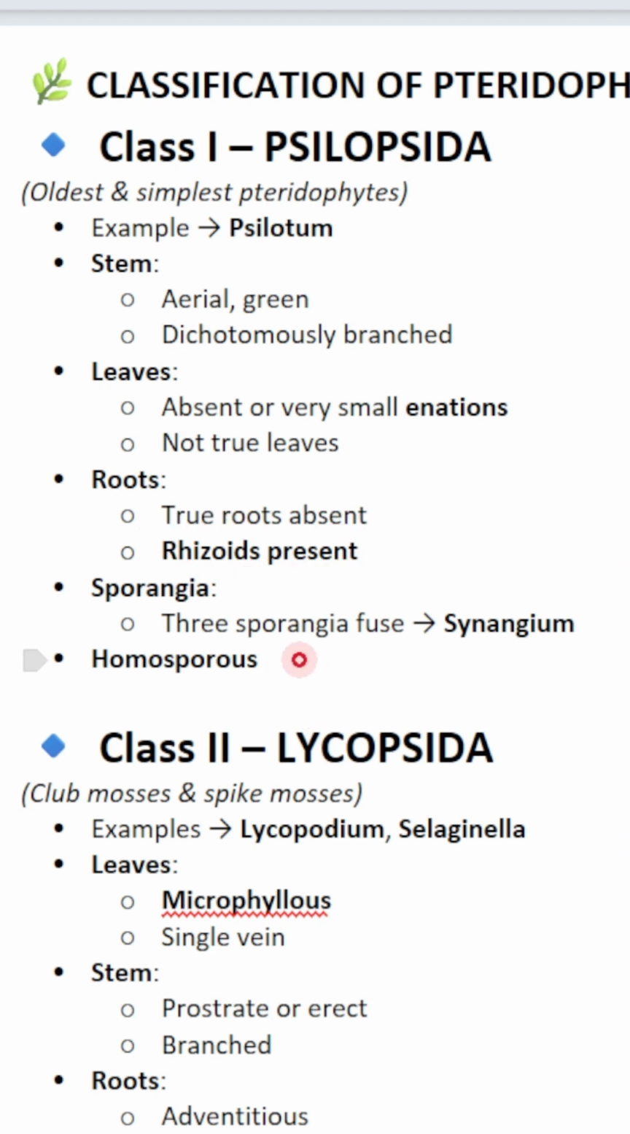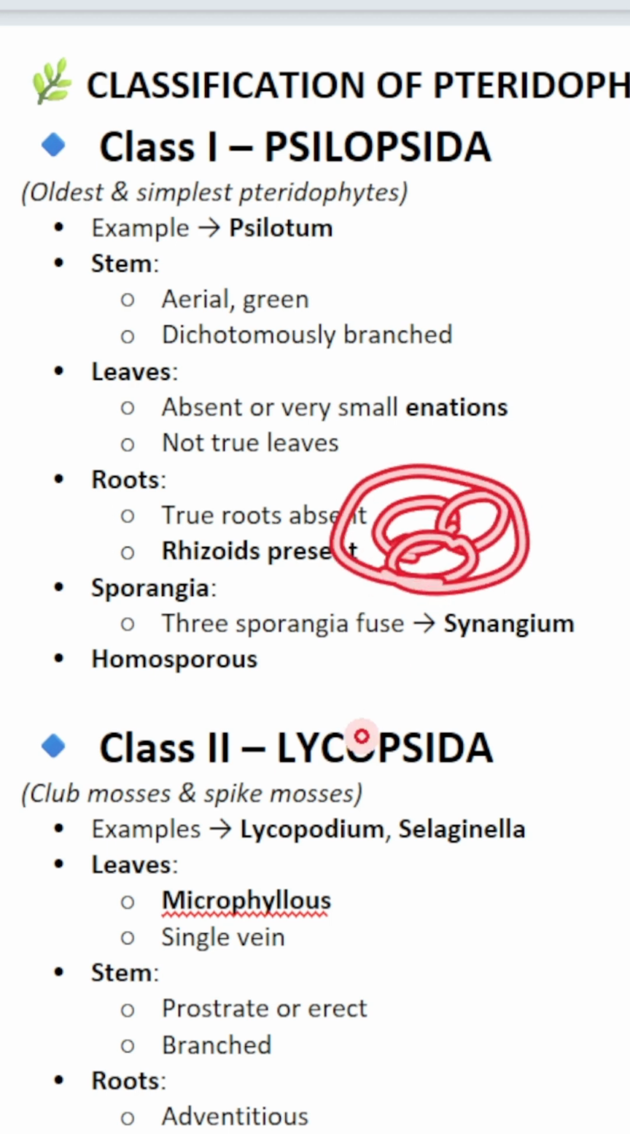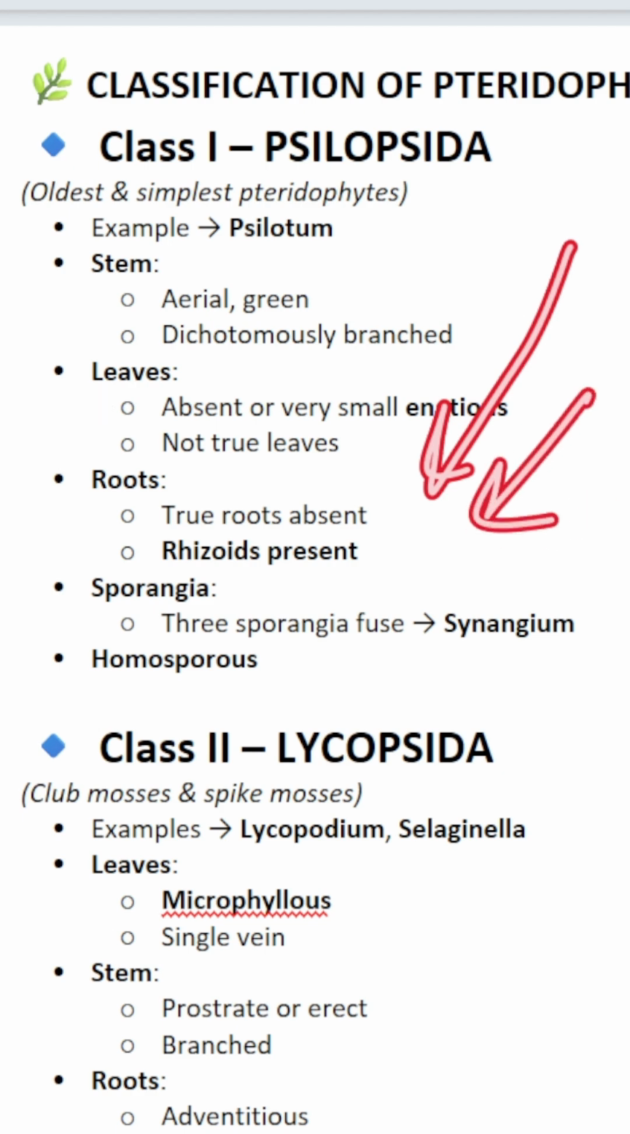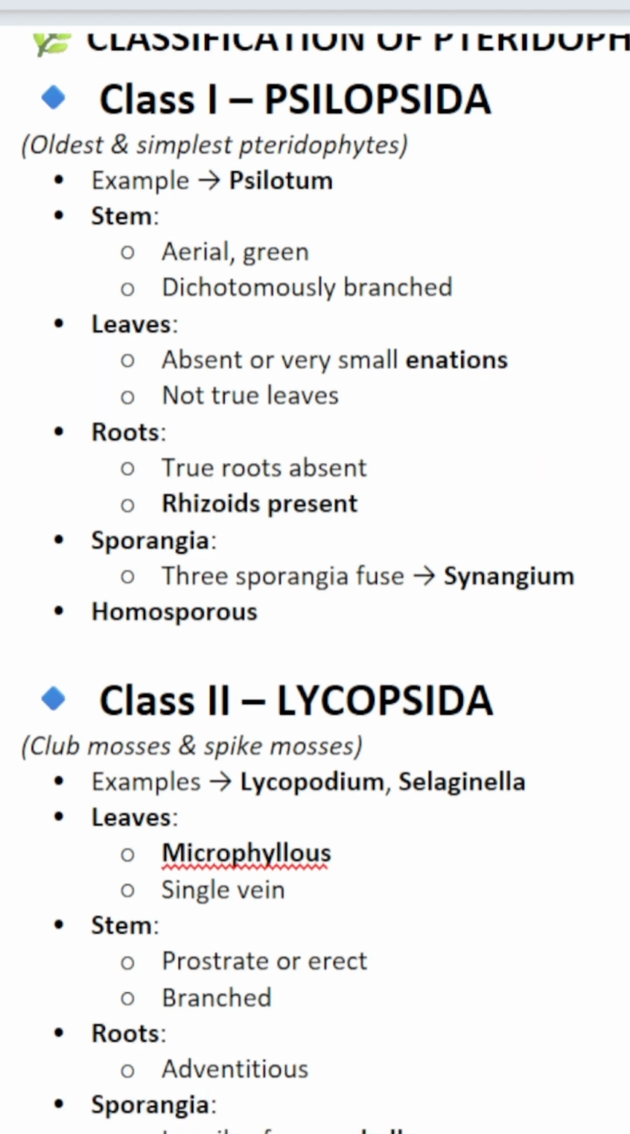And they contain 3 sporangia which are fused together: 1 sporangium, 2, 3. The 3 are fused together, and this fused structure is called a synangium. Sporangia are the structures where spores are produced, and all the spores are homospores, meaning the spores are the same in size. This is all about the primitive class of Pteridophyta, Psilotum.